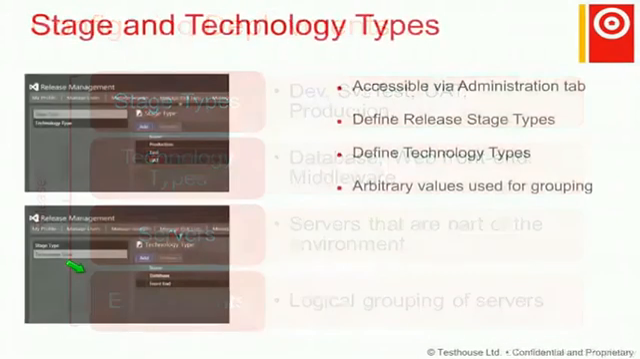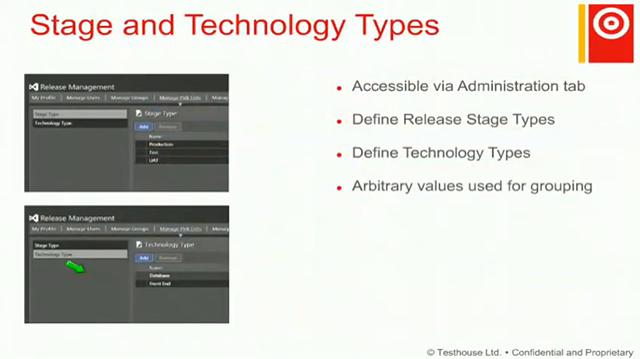So it's relatively straightforward to configure. So via the administration tab on the release management client, you just put arbitrary values in. So you've got an arbitrary value for production, test, UAT in the stage type, and for the technology type, I've just put a database and front end. Simple, but you can put any values you like in there. It's how you associate the devices later is where it matters.